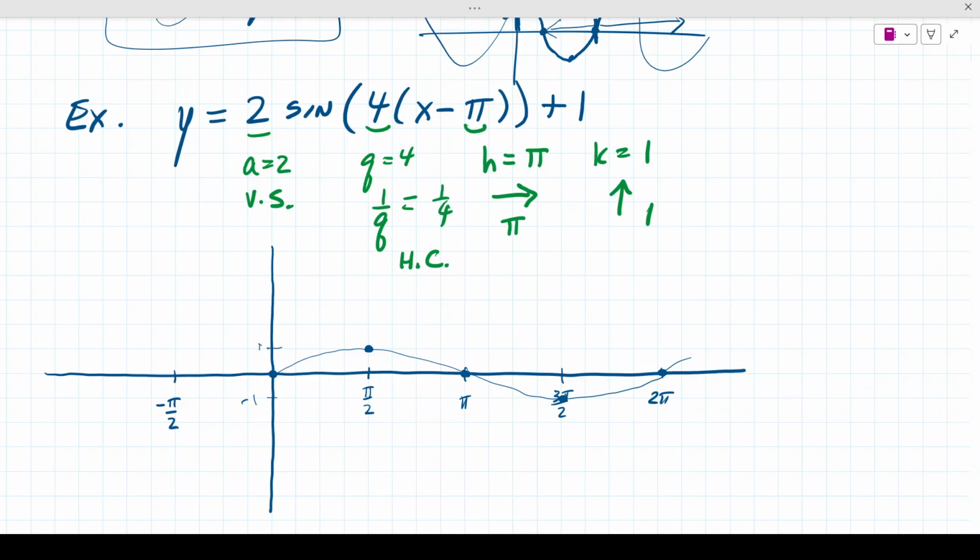This one has been vertically stretched by a factor of 2. That means that all the y values get multiplied by 2. Here the y value is 0, so it doesn't change. Here the y value is 1, so it becomes a 2. Here it's 0, so it doesn't change. Here's a negative 1, so it becomes a negative 2. And here it's a 0, so it doesn't change. So this factor here, this parameter, affects my graph as such. Okay? And then it carries on.